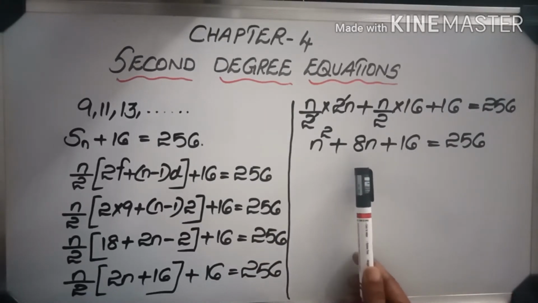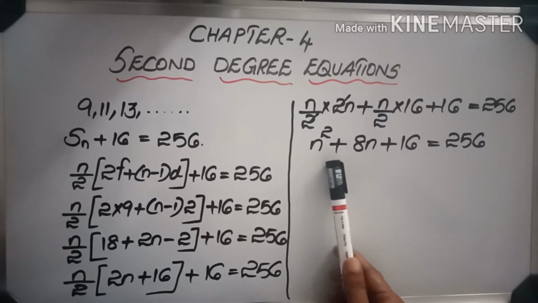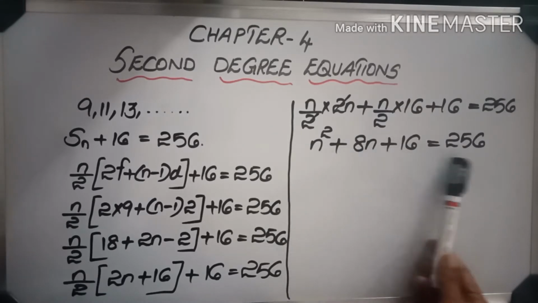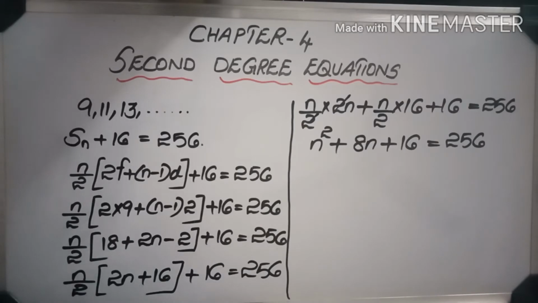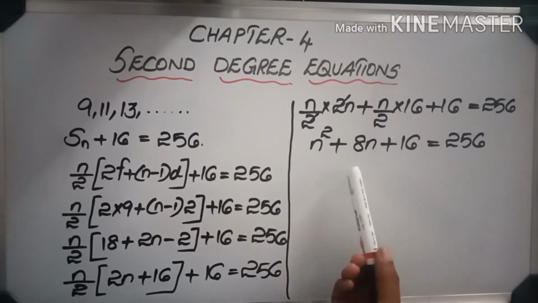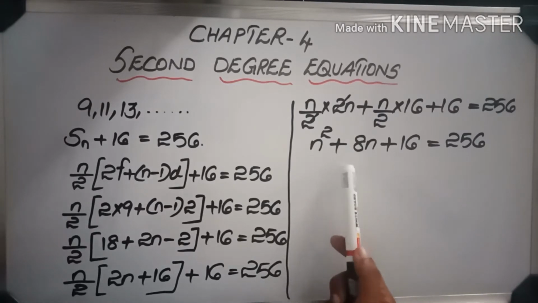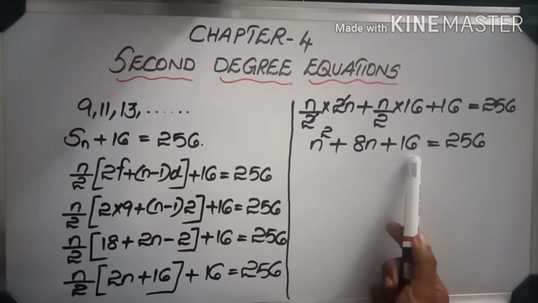So this is the second degree equation. n square plus 8n plus 16 equal to 256. This is already in the completing square format. Okay, no need to apply that square completion method. Already this is in that format. Now we need to write the simplified form of this. So here n square plus 8n plus 16.